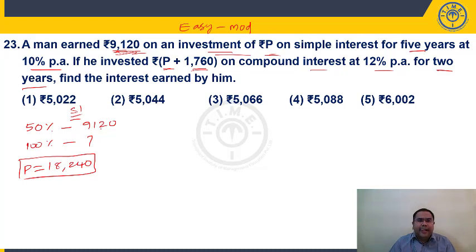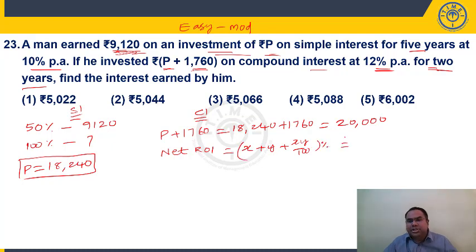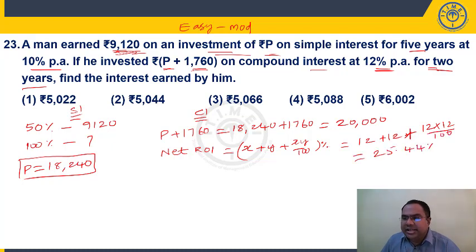Double, 18,240. Now under compound interest, what is happening is investing P plus 1760. That means 18,240 plus 1760 extra. So how much will this be? 20,000 is invested, right, at 12% per annum for 2 years. For 2 years, the net rate of interest in compound interest is given by x plus y plus xy by 100%. We can use the successive percentage formula, right? So 12 plus 12 plus 12 into 12 by 100. 25.44% is the net rate of interest.